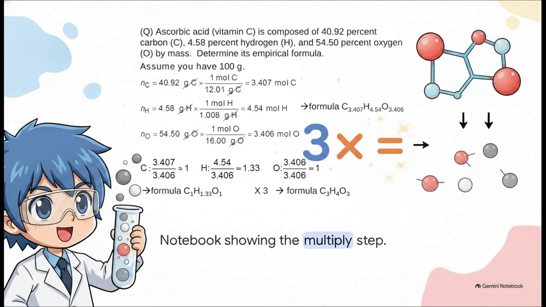We currently have a ratio of 1 to 1.33 to 1, but in chemistry you absolutely cannot have 1/3 of a hydrogen atom attached to a molecule. It just doesn't work. Atoms are whole units. So we must multiply till whole.